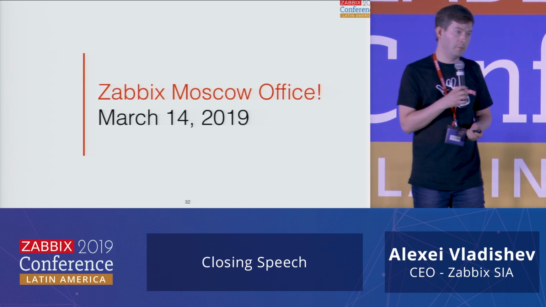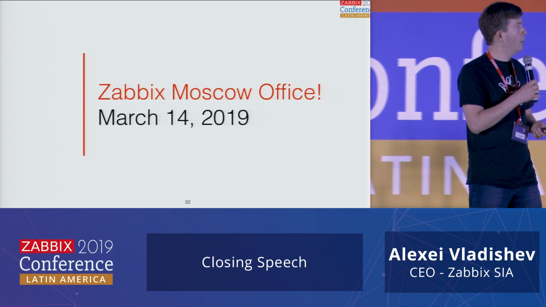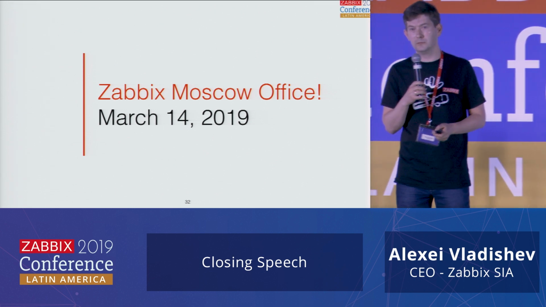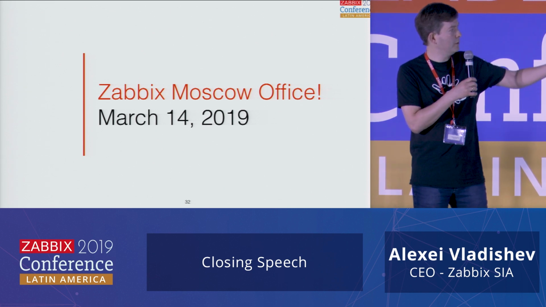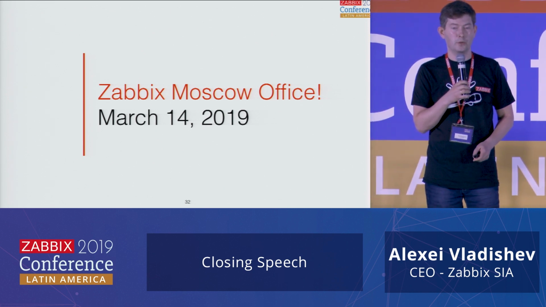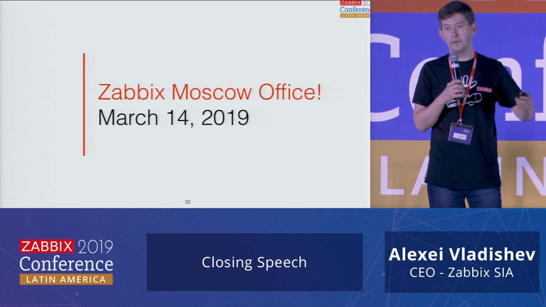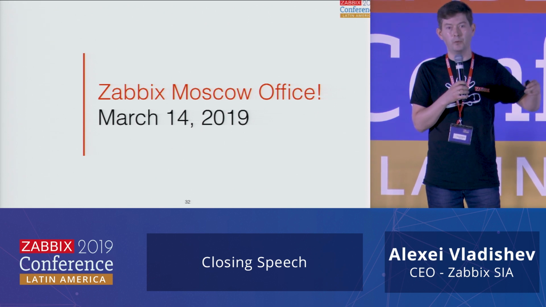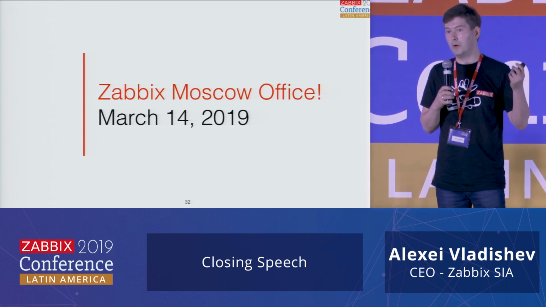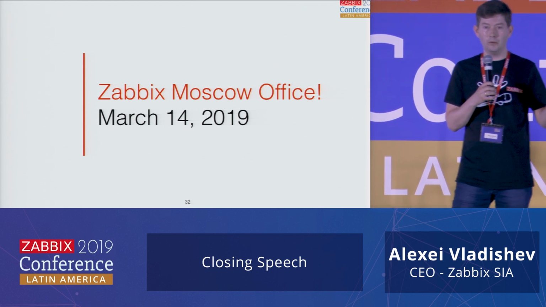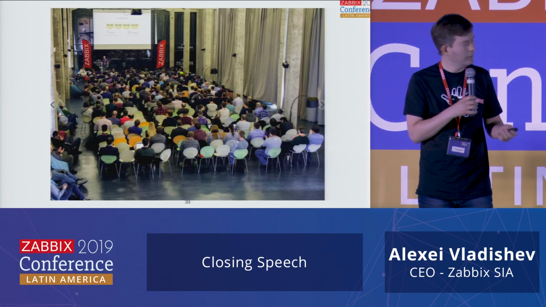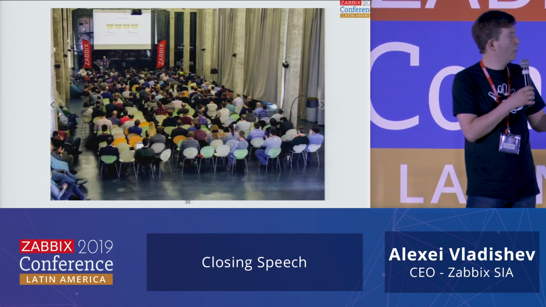Also, another news from the Zabbix team is that we opened our office just around 1 month ago, in the middle of March, in Moscow. So now we basically have 3 locations where we have Zabbix people working. This is Riga, Latvia, Europe, Tokyo, our office in Japan, and now another office in Moscow. And this is just a photo from our opening event.